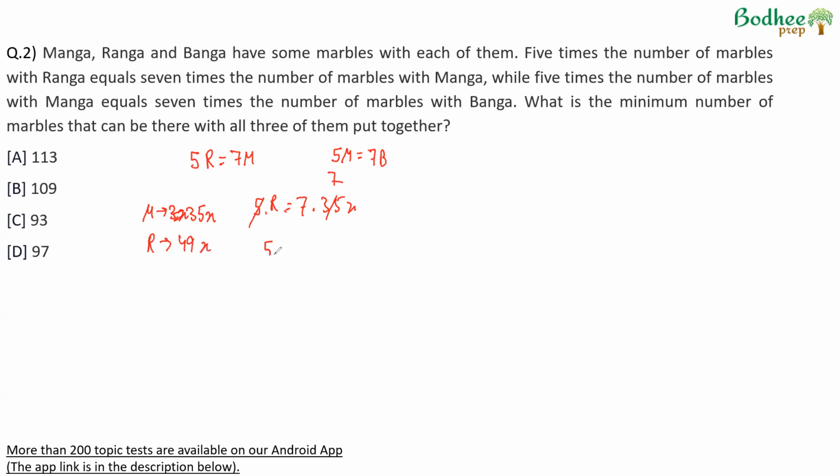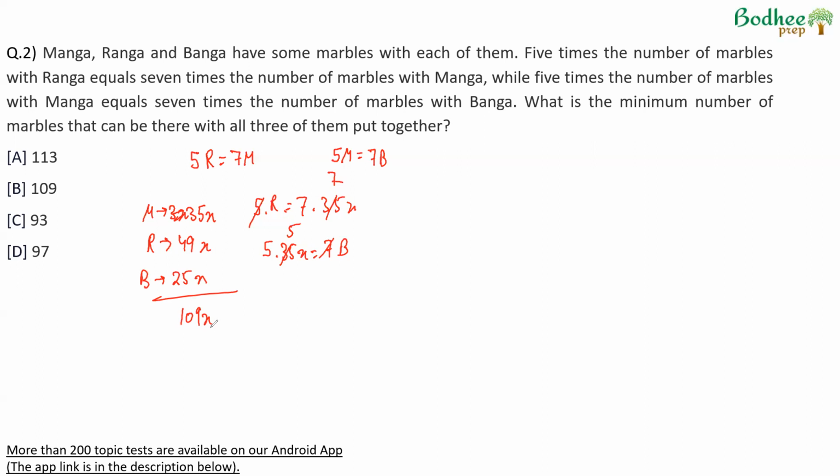And here we can write 5 into 35x is equal to 7 times b. 7 5s are 35, so b becomes 5 5s are 25x. So the number of marbles that they have together is 35x plus 49x plus 25x. 35 plus 25 will be 60, and 60 plus 49 is 109x.